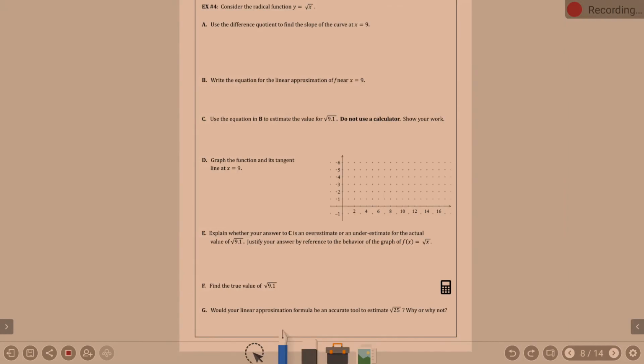Okay, guys, we were ready for 4, and they give us the radical function, the square root of x. So, let's work through this here. Use the difference quotient to find the slope of the curve at x equals 9. Now, when we talk slope of the curve, what are we talking here? What are they fancily trying to say? The tangent line. So we need to find the derivative, yes?